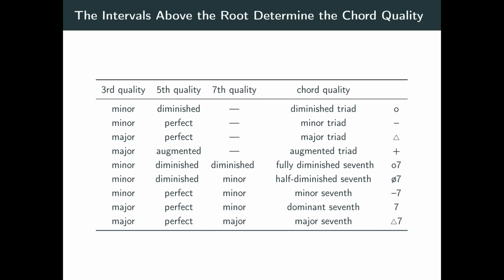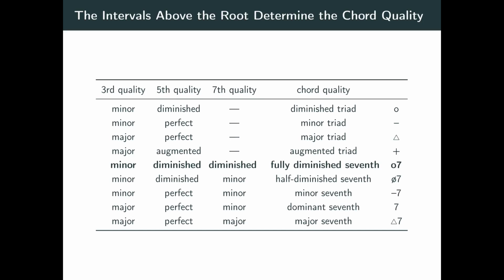The seventh qualities are distinguished using their triad quality and the quality of the interval from the root up to the seventh. So we can have a major major seventh, which is a major triad with a major seventh, a major minor seventh chord, which is a major triad with a minor seventh, also known as the dominant seventh, a minor minor seventh chord, a minor triad with a minor seventh, a diminished minor seventh, also known as half diminished, and a diminished diminished seventh, also known as fully diminished.